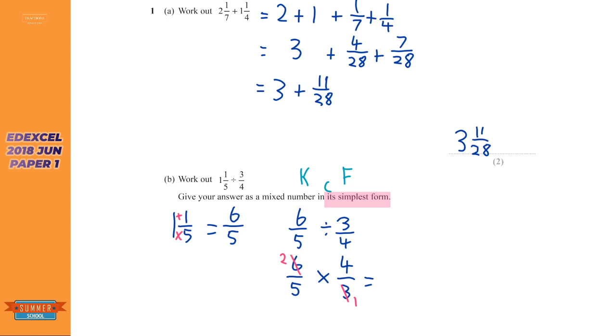So 2 times 4, which is 8, and 5 times 1, which is 5. Now the second thing it says in the question is it wants it as a mixed number. So to convert it to a mixed number, all we need to do is ask ourselves, how many 5s go into 8? Well, 1, so it'd be 1 whole 1. And how many remainders are left over? That's 3. And again, the bottom just stays the same, so it's 1 3/5.